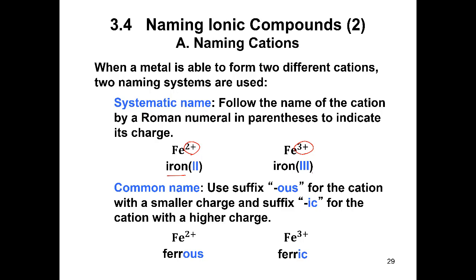The common names use the -ous suffix and the -ic suffix. The -ic is going to be the higher charge, however. So -ous is the +2 iron, -ic would be the +3 iron. And I'm telling you this because you will see this written sometimes, because this is the common way of saying it. But in chemistry class, we're going to always use that systematic naming system.